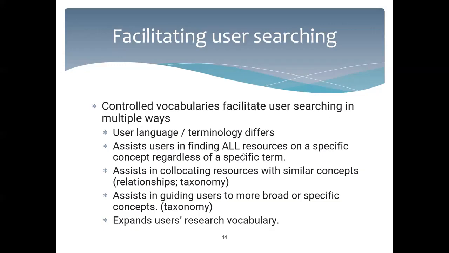Controlled vocabularies, in theory, and we could argue all day about how successful this actually is, assist users in finding all resources on a specific concept regardless of a specific term. So whether or not they have entered the right term for that particular thing, they should be able to find it through those cross references, in theory.